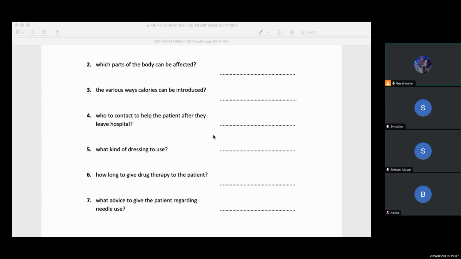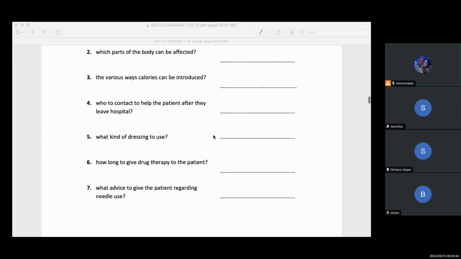What kind of dressing to use? Where do you think it is? C. Yes, it's management related. How long to give drugs, where does that take us? B. Correct. What advice to give the patient regarding needle use? Advice means D. Yes, future plan. Right? That's how it works.